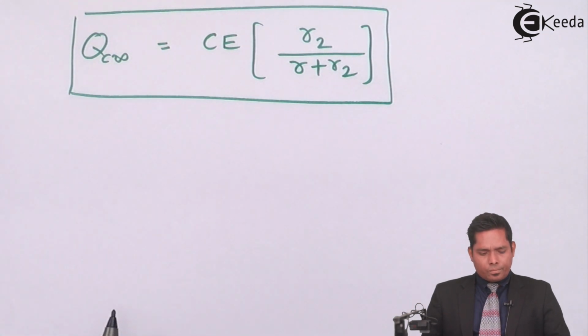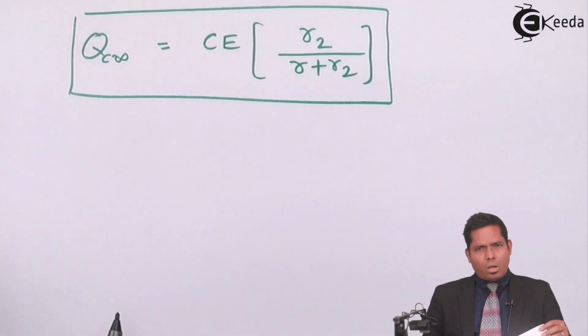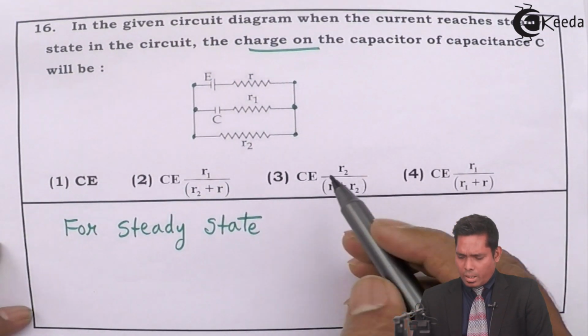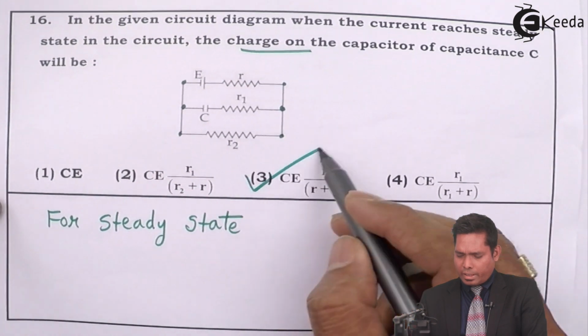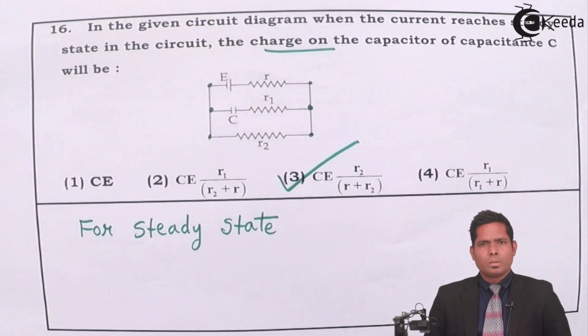So if I see the options, it is C E R2 divided by R plus R2. So this is the correct answer to this question. Thank you.